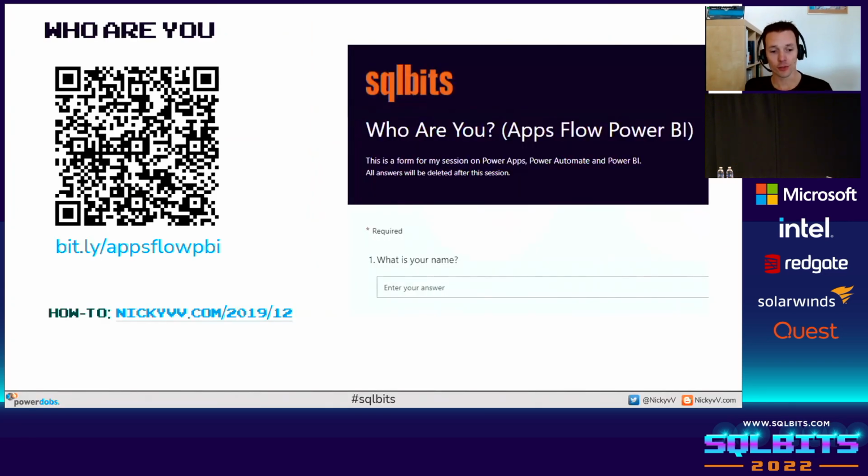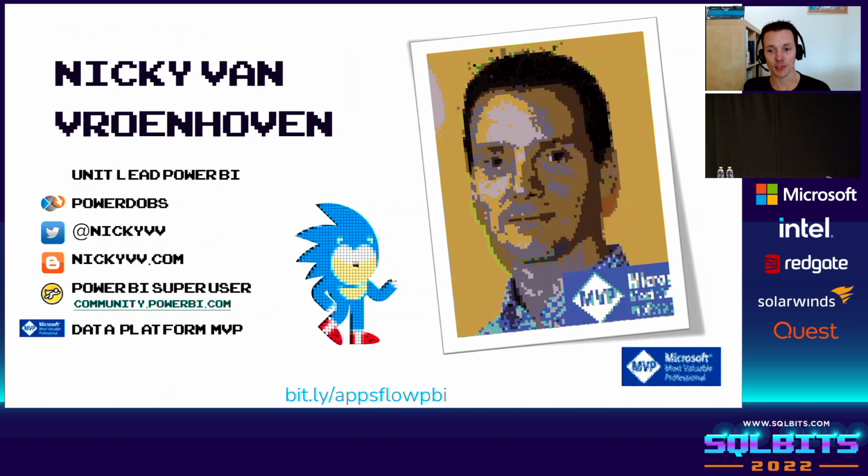But first, let me introduce myself. I'm Nicky van Voenhoven. I'm based in the Netherlands, 40 years old, and I have 3 young kids and a lovely wife. I just started working at PowerDops. It's a small consultancy company, and I'm the unit lead Power BI there. So all Power BI focused, Power BI consultancy, and also getting the word out, so speaking at conferences, blogging, and that sort of thing. And that's also what I love.